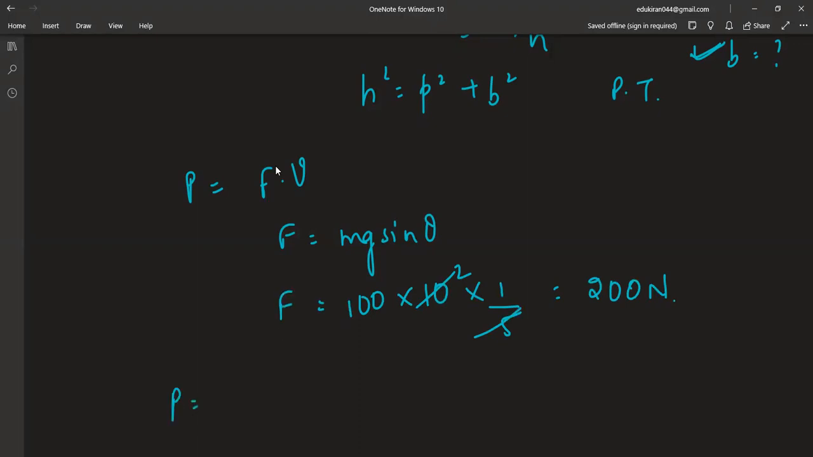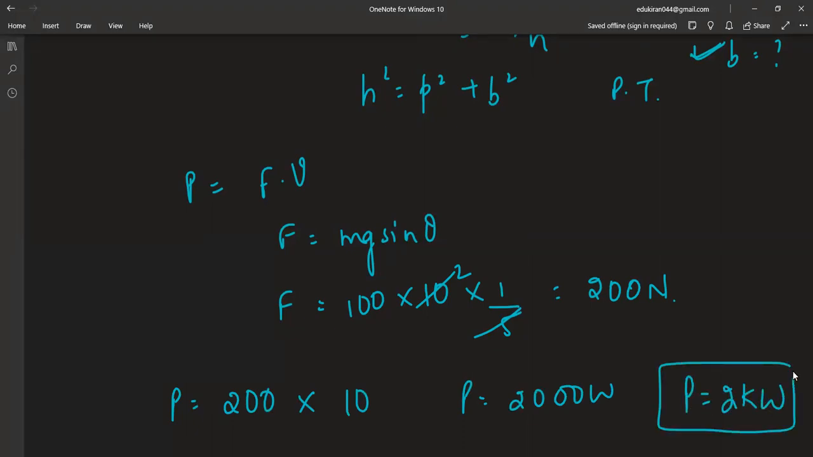So this is just the force. Now for power, you have force into velocity. So force is 200 Newton, velocity is 10. So power becomes 2000 watt, or in short, you can write it as 2 kilowatt also.